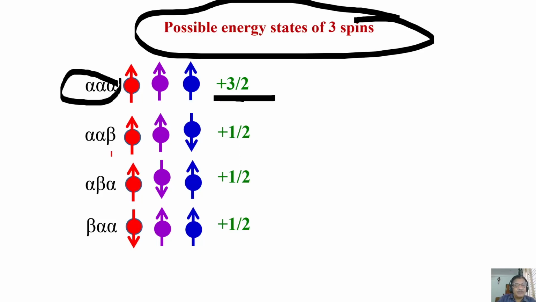Now you can come to a situation. I am now considering 2 alpha, 1 beta. You can also consider 2 beta and 1 alpha. That is another one. That's how 2 cubed will have 8 energy states.